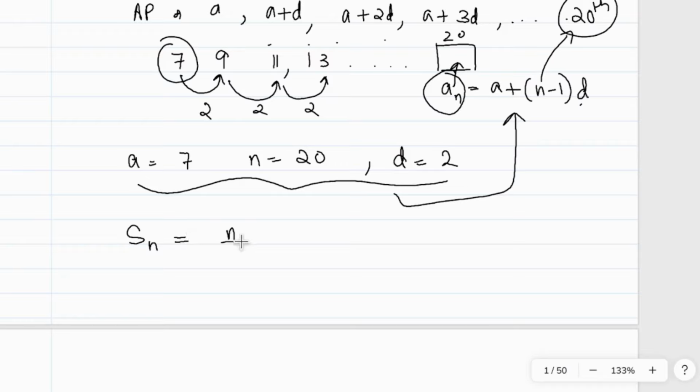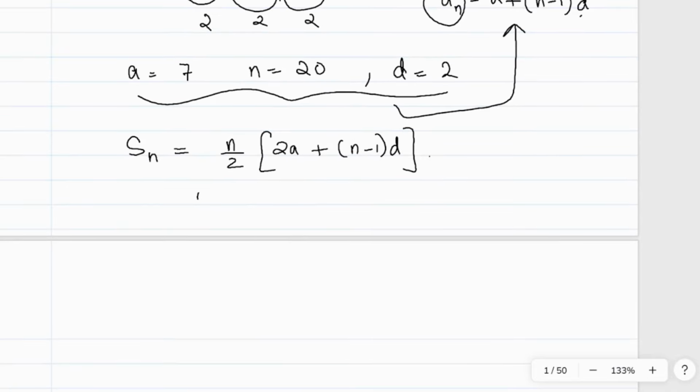Sn equals n by 2 into 2a plus n minus 1 into d. Or we have another equation, n by 2 into a plus l, where l is the last term of the finite AP. Okay, l is the last term and a is the first term.